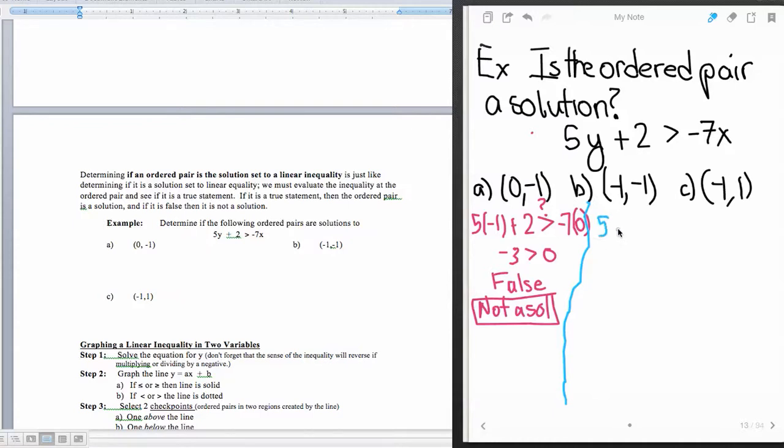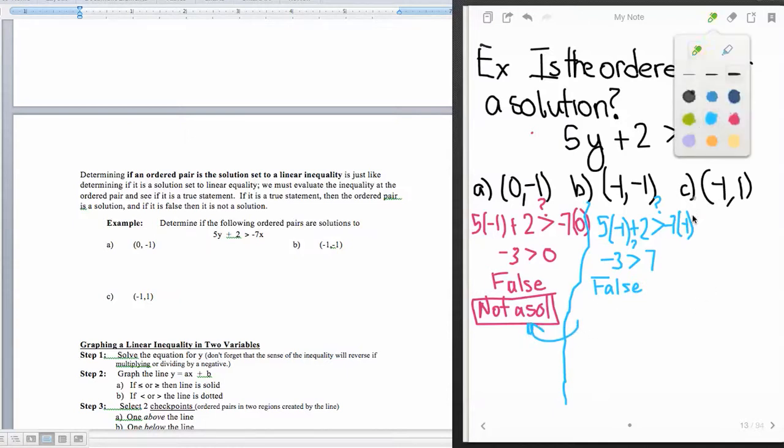We have 5 and y, which is a -1, and then plus 2, and we want to know, is that greater than -7 times -1? Now we have -3 on the left, because that's the same, and we want to know, is that greater than -7 times -1, which gives us a +7? Again we're seeing a false statement here, and so again we do not have a solution.